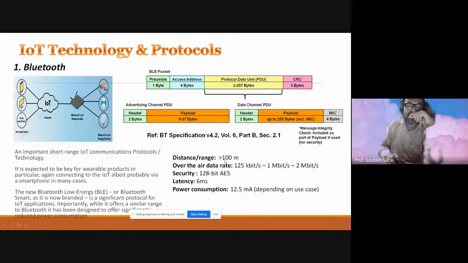Bluetooth, you use where your communication should be done within less than 100 meters. Security is 128 bit AES, latency 6 milliseconds, latency means RTT, round trip time, and consumption is 2.1 milliampere depending on the use case. This is the packet architecture of IoT Bluetooth systems.